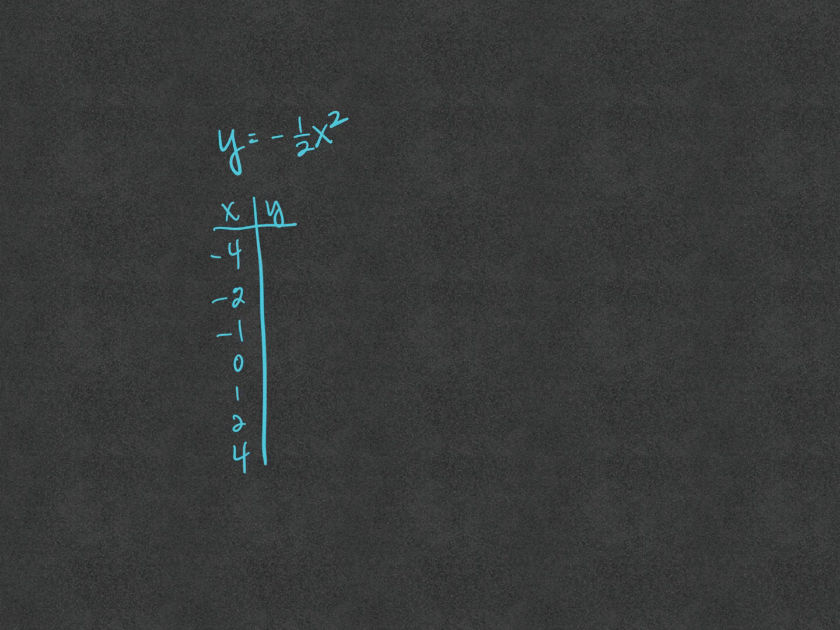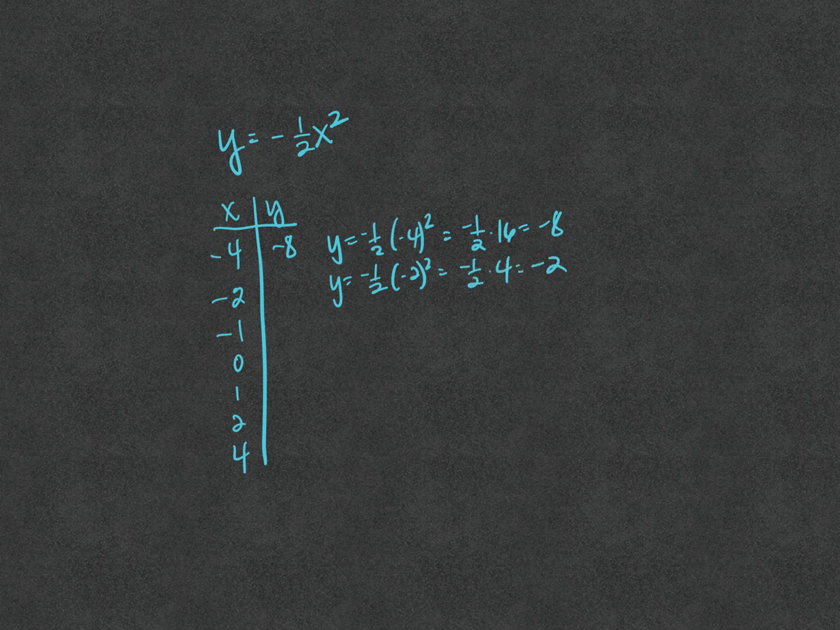Now, when you plug in -4, we're going to say -1/2 times -4 squared. So this is -1/2 times 16, which is -8. Now we're going to do -2 squared in this equation. So we have -1/2 times 4, which is -2. We're going to do y equals negative 1/2 times negative 1 squared, which is negative 1/2 times 1, which is negative 1/2. Not my favorite point to graph, can you tell?